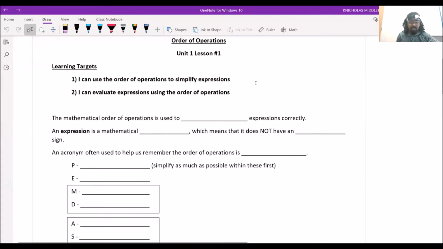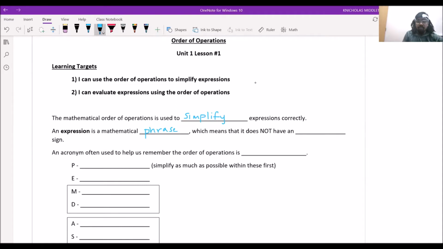Today we are going to look at order of operations. At the end of this video, you should be able to use the order of operations to simplify expressions, and you should be able to evaluate expressions using the order of operations. The mathematical order of operations is used to simplify expressions correctly. An expression is a mathematical phrase.